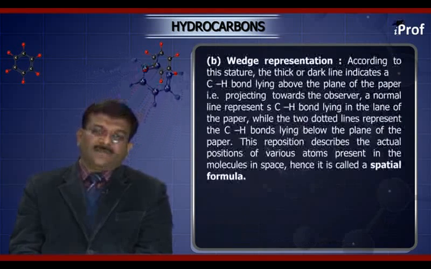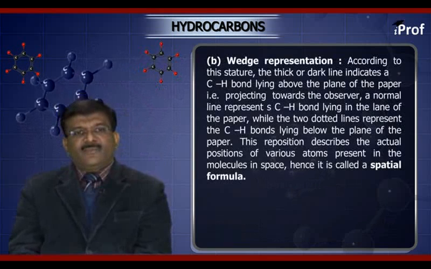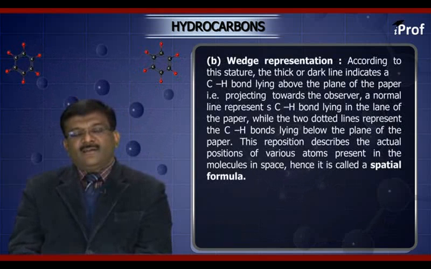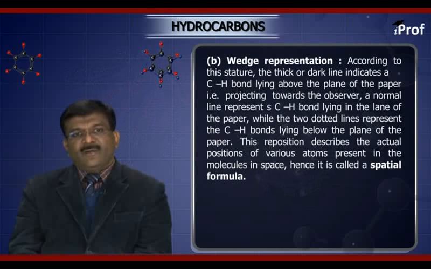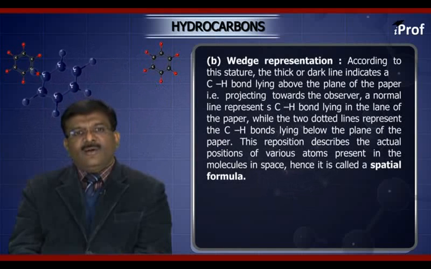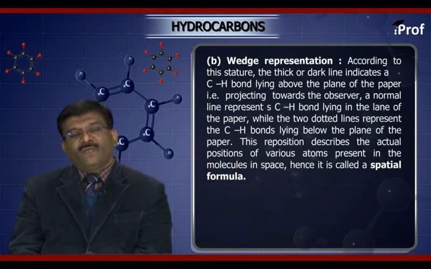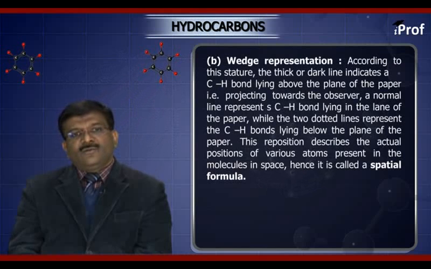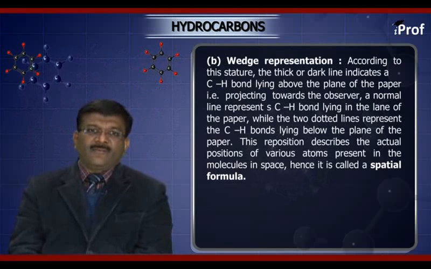The wedge representation. According to this structure, the thick or dark line indicates a C-H bond lying above the plane of the paper, that is projecting towards the observer. The normal line represents a carbon-hydrogen bond lying in the plane of the paper, while the two dotted lines represent the C-H bonds lying below the plane of the paper.